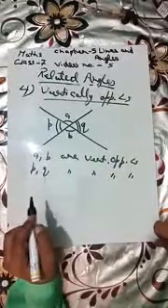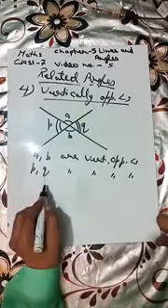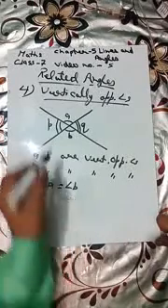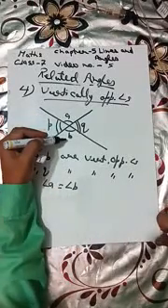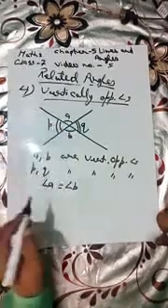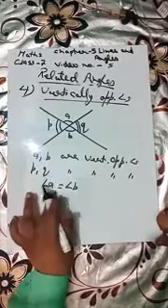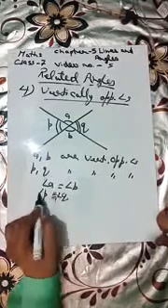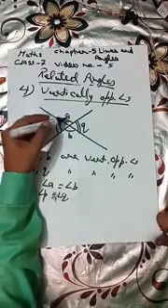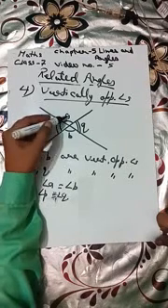Now there is one very important property of vertically opposite angles: they are always equal. Means angle A is always equal to angle B. If it is 50 degrees, this is also 50 degrees. If it is 60 degrees, this is also 60 degrees. If it is 100, this is also 100. Remember, A and P are not vertically opposite angles, they are a linear pair, and the property of a linear pair is that their sum is 180 degrees.